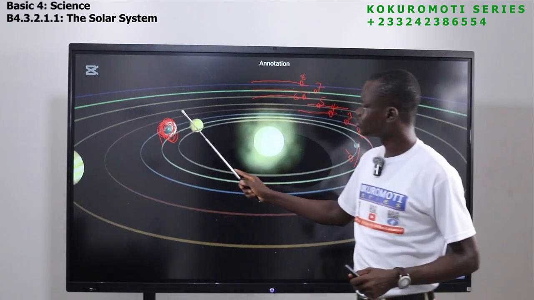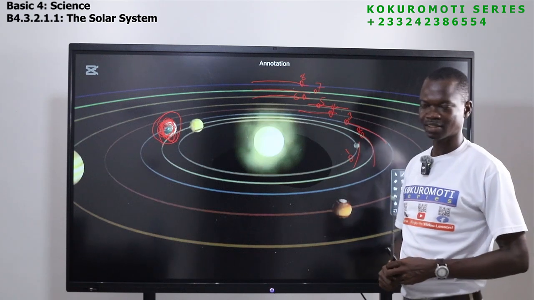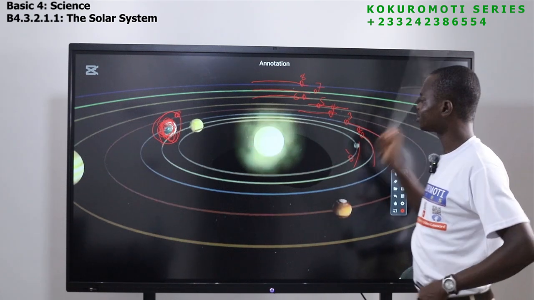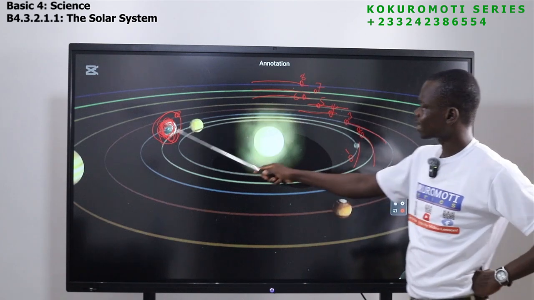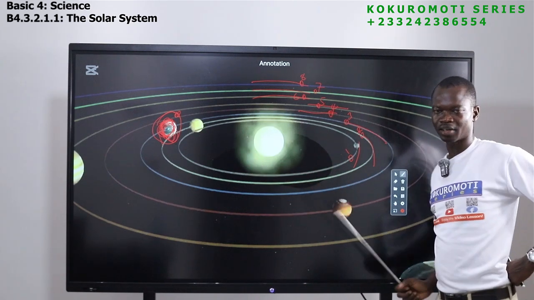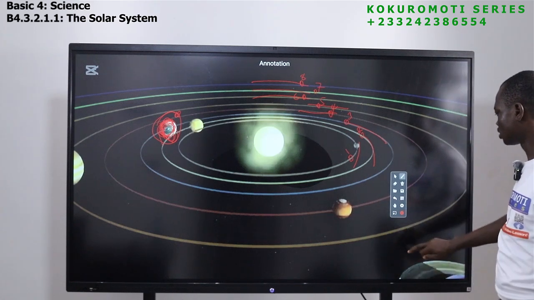So the solar system is made up of the sun, the earth, the moon. The moon too moves around the planet Earth. So the moon will be here. It is made up of the sun, the earth, the moon, and other planets that go around the sun. So that is what the solar system is all about.